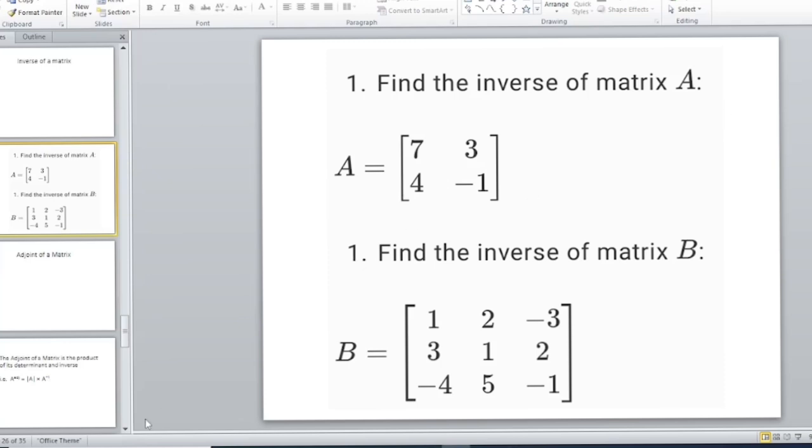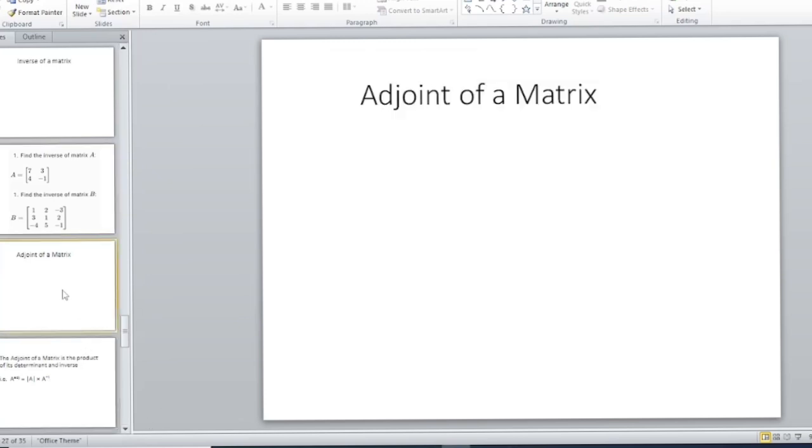So let's see what we have next. In my next topic, we're going to talk about the adjoint of a matrix.